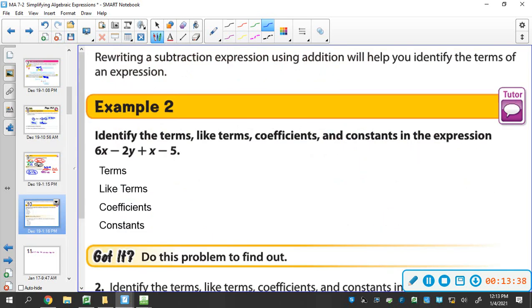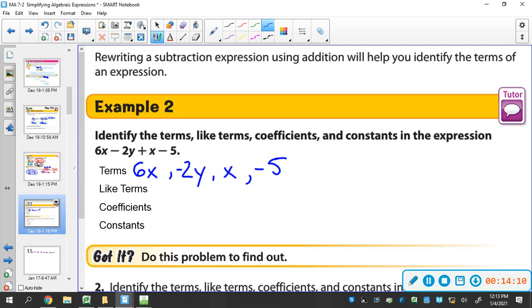The next one says identify the terms, like terms, coefficients, and constants in the expression. So 6x minus 2y plus x minus 5. My terms, I have 4 of them here. Okay, my first term is 6x. My second term is negative 2y. My third term is a positive x. And my last term is a negative 5. So there's 4 different terms there. Notice I separated them with commas there.